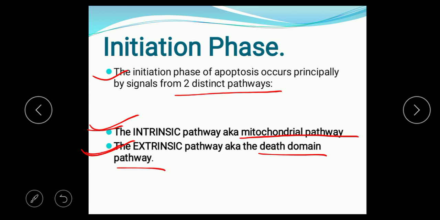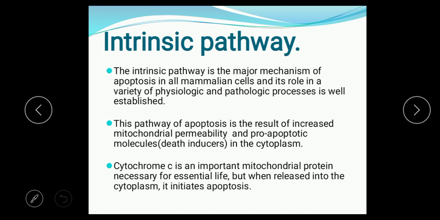Now let's start with the intrinsic pathway. Guys, the term itself says intrinsic means from the interior, from inside of the cell. Whenever there is any stress or DNA damage or any abnormality inside the cell, it creates a stimulus or signals that are received by the cell on its own, and the cell decides on the apoptosis process.